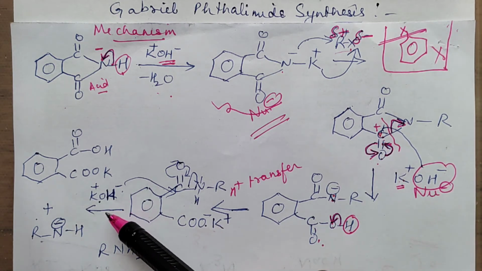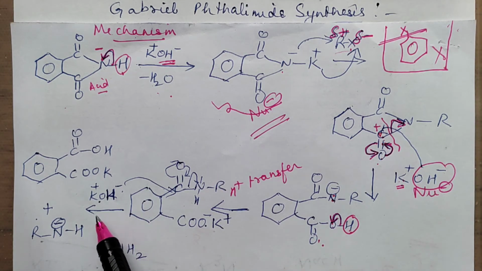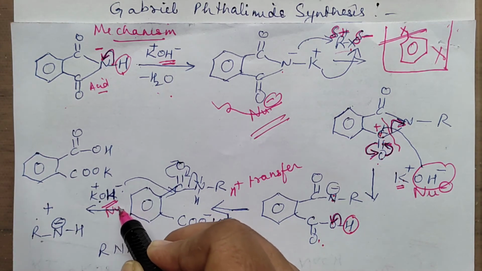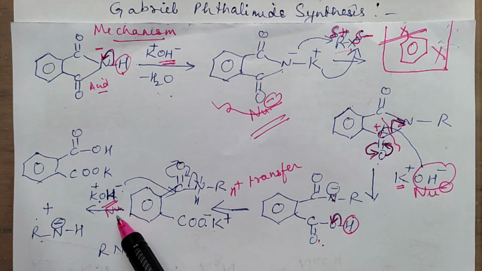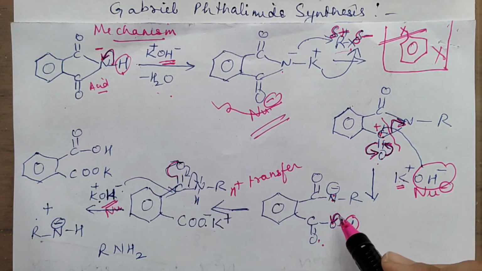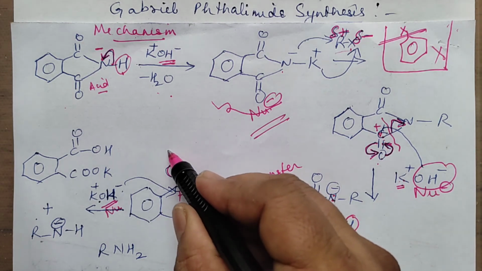One more molecule of KOH. Instead of KOH, you can use NaOH also. One more molecule of KOH will attack. Again, this OH minus is acting as a nucleophile. So what it does, it will attack the carbon atom, because of this pi bond, same way as I did here. This will go here and this becomes positive, this becomes negative.